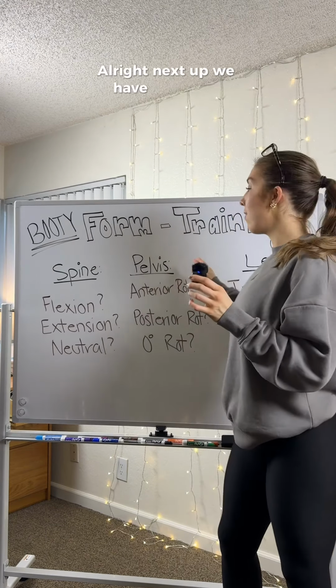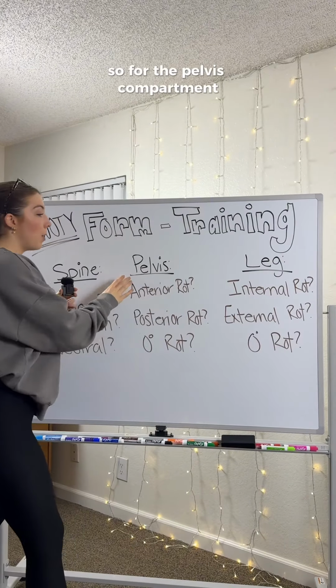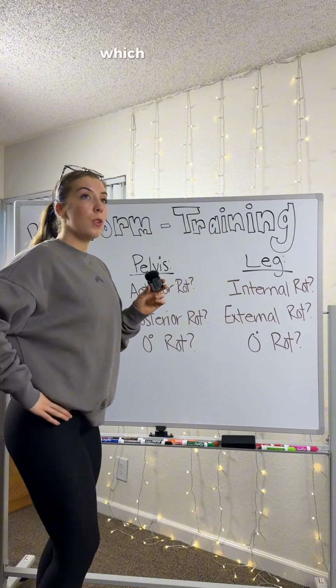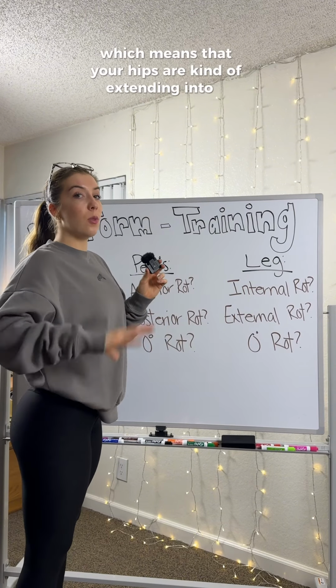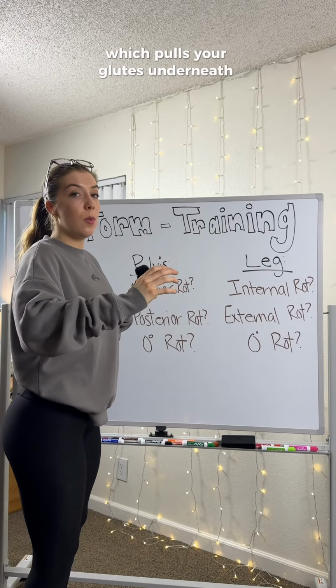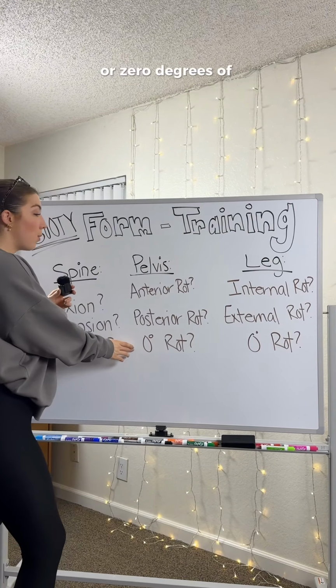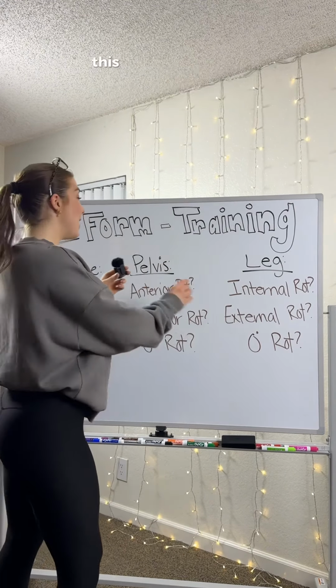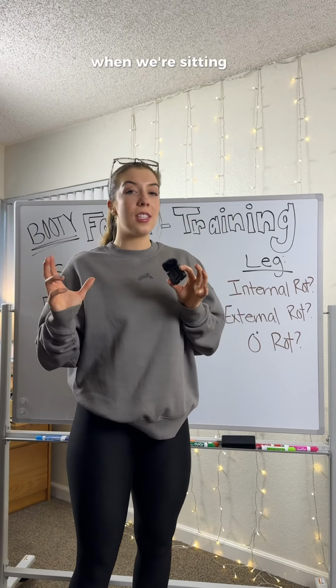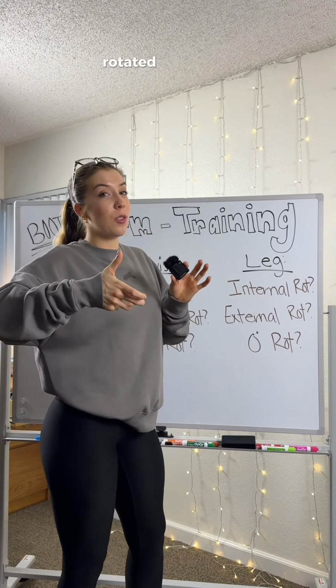All right, next up we have our pelvis. For the pelvis compartment, we have three different types that we can choose from. We can do anterior rotation, which means that your hips are extending into a rotated forward tilt, posterior rotation, which pulls your glutes underneath you into a backwards tilt, or 0 degrees of rotation, which means they're at neutral. This compartment's a pretty tricky question because we're actually at neutral when we're sitting in 15 degrees of anterior rotated pelvic tilt.